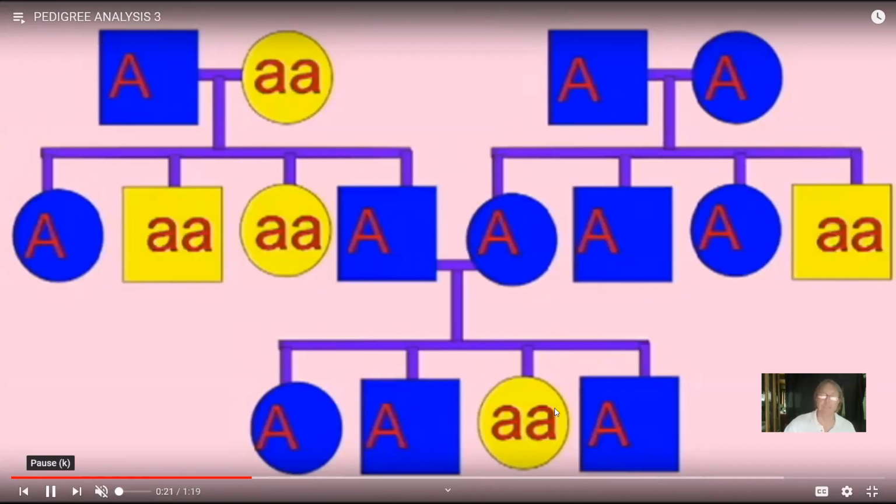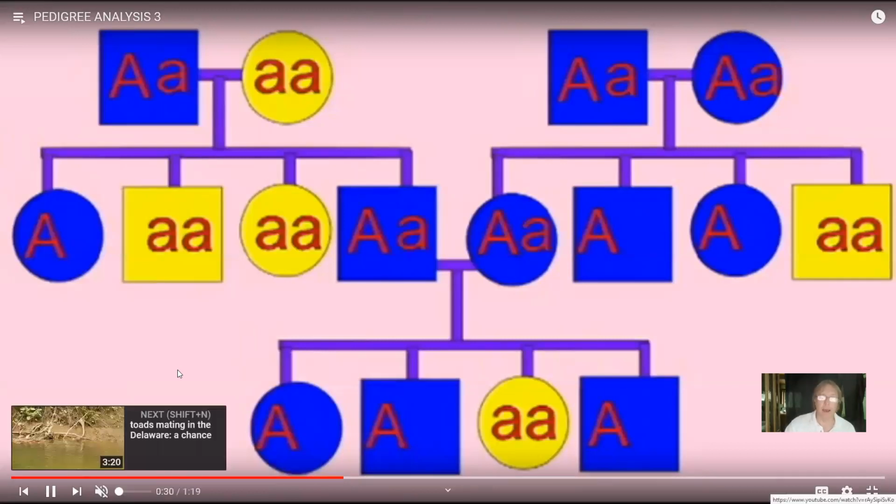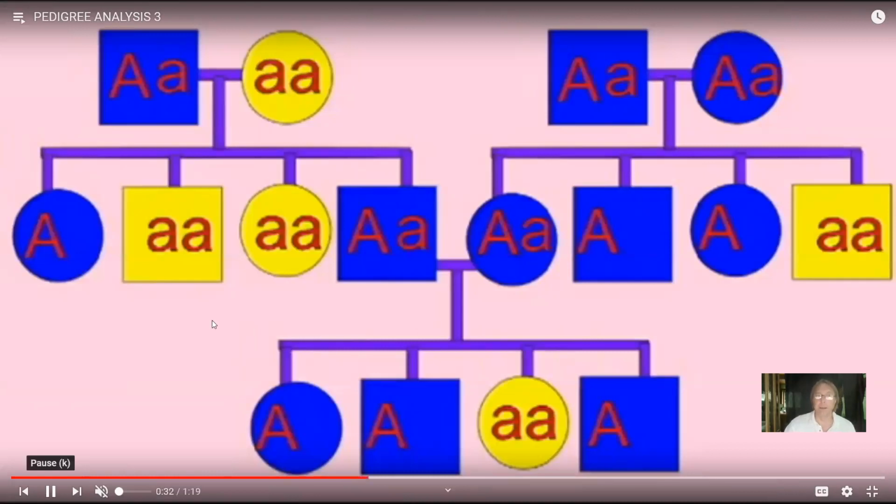Everyone who's yellow, the only way to have the recessive condition is to have 2 recessive alleles. So we give them 2 little a's. And then the question is, can we go through the family tree and ascertain any of these other individuals with the dominant phenotype? Can we determine with certainty what their offspring would be? Well, some of them.